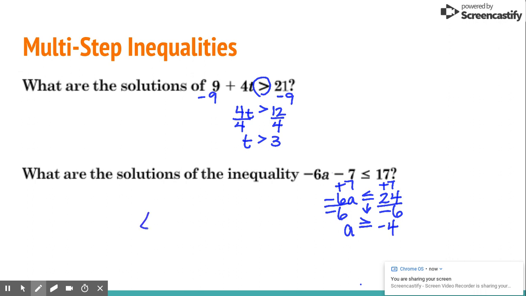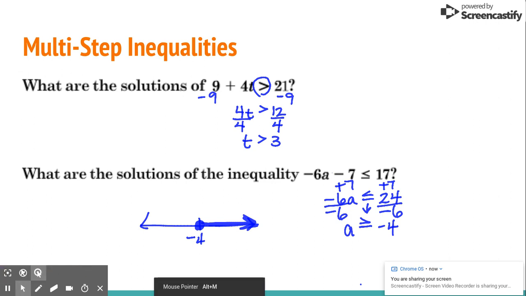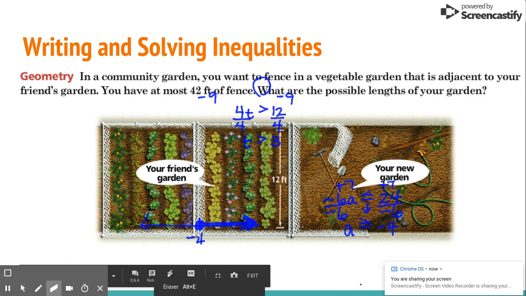So if I put my number line solution over here, put negative 4 in the middle, since it's greater than or equal to, it's a closed circle, and greater than points in this direction. Okay, next one.